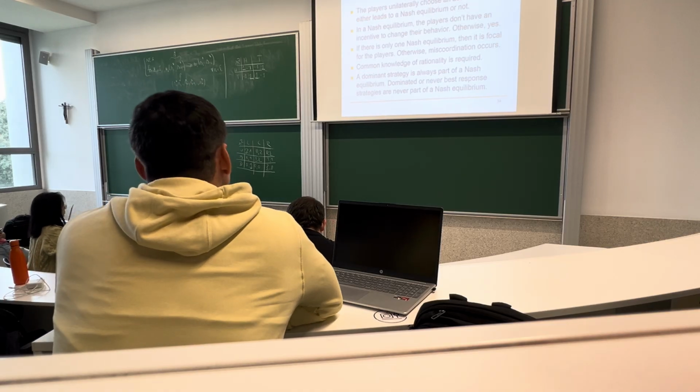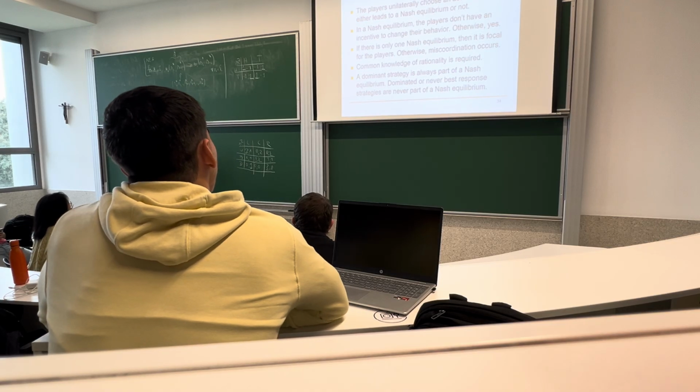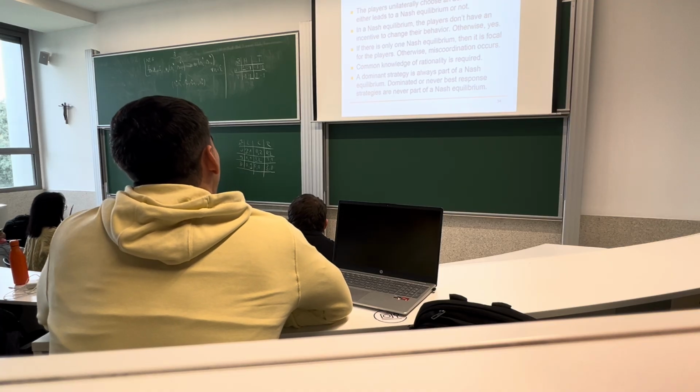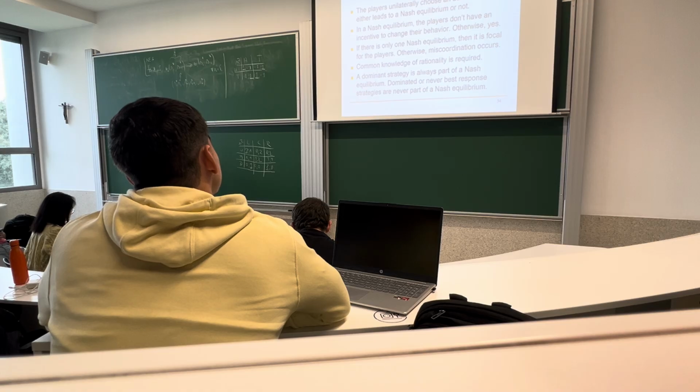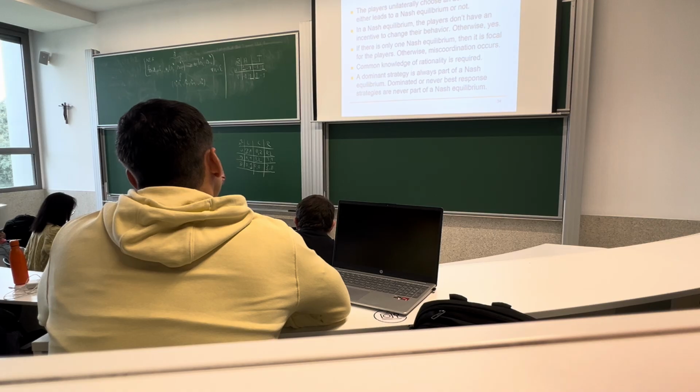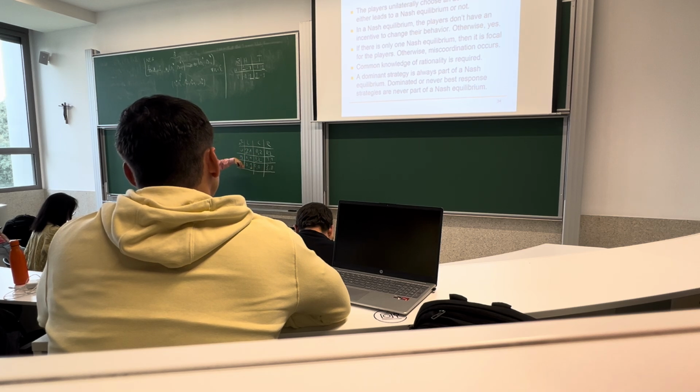So what's the idea of the Nash equilibrium? The players unilaterally choose an action, and this either leads to a Nash equilibrium or not. If it leads to a Nash equilibrium, no player can profitably deviate. So there's no incentive for any player to deviate and get something better. If we are not in a Nash equilibrium and choose another strategy and another outcome, at least one or both players have an incentive to deviate.